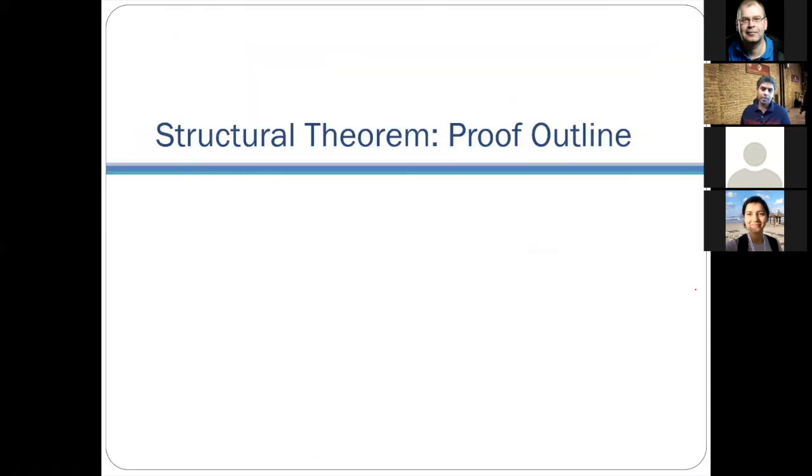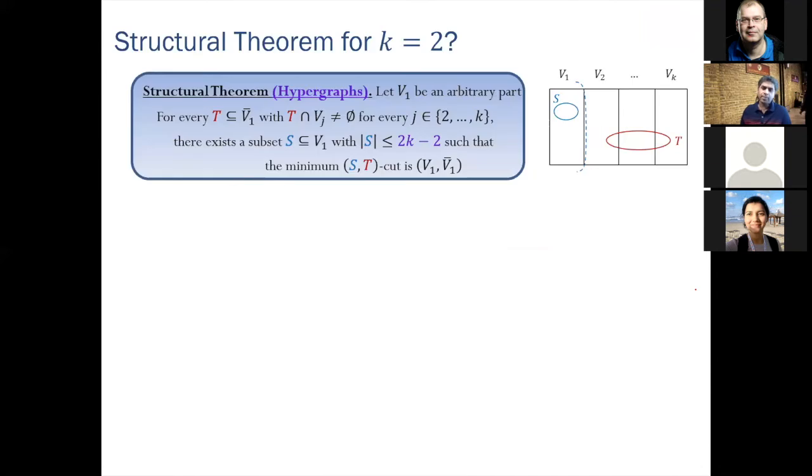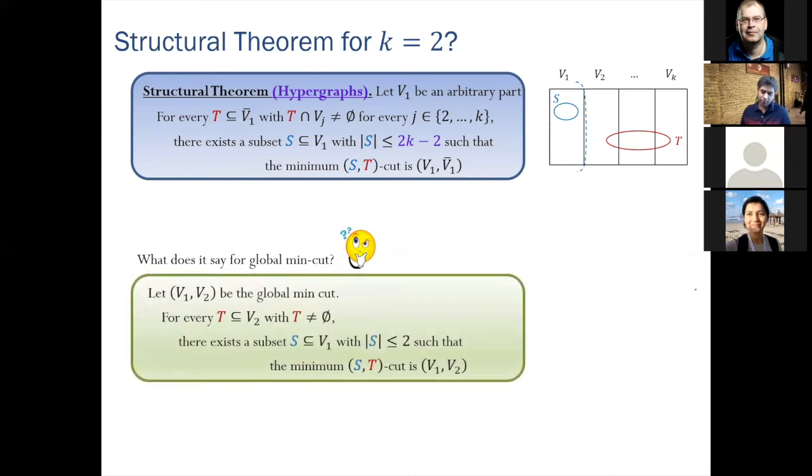Okay, in the remaining 10 minutes or so, I would like to show you an outline of the proof of the structural theorem. But before I do that, let me interpret the structural theorem for K equals 2. What does the structural theorem say for the special case of hypergraph 2-cut? That is, what does it say for global min cut in hypergraphs? So let's interpret the structural theorem.